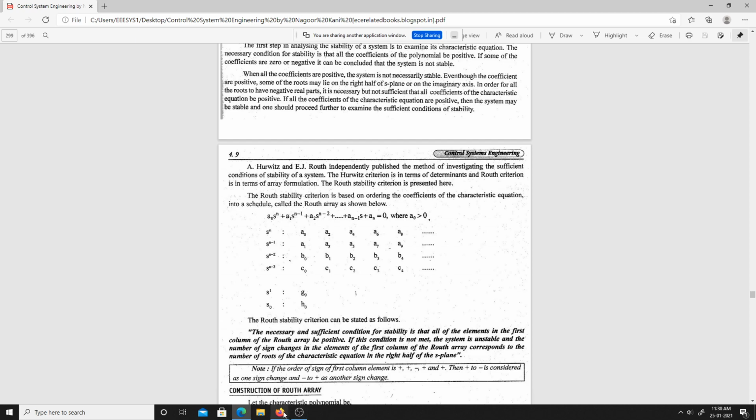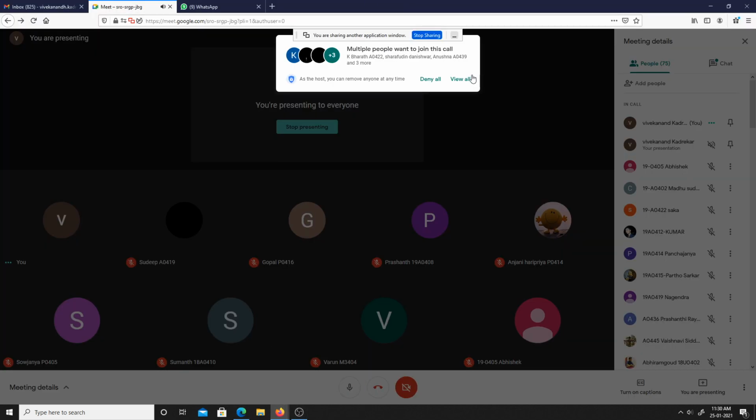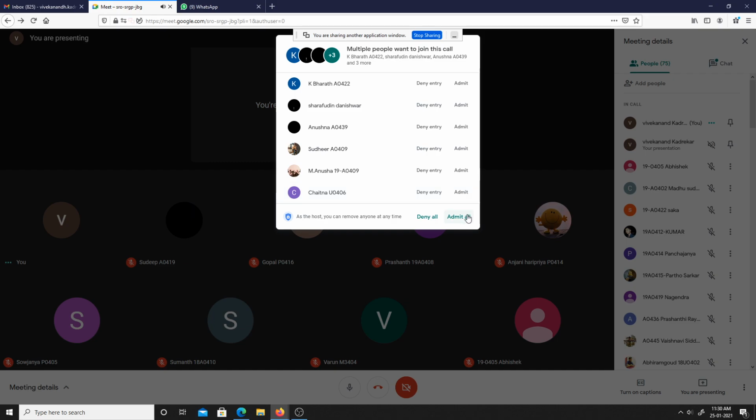So how is the Routh array constructed? See here, one second, I will let the other students in, one second, yeah, fine.